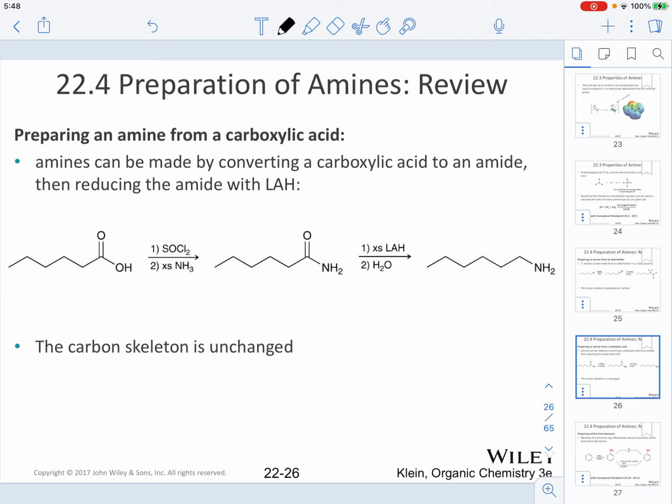Now, in this strategy, as you can see, the carbon skeleton is unchanged. So it's very important that in the synthesis process, you are very careful counting your carbons to see if we are going to increase the number or if it is going to remain the same.